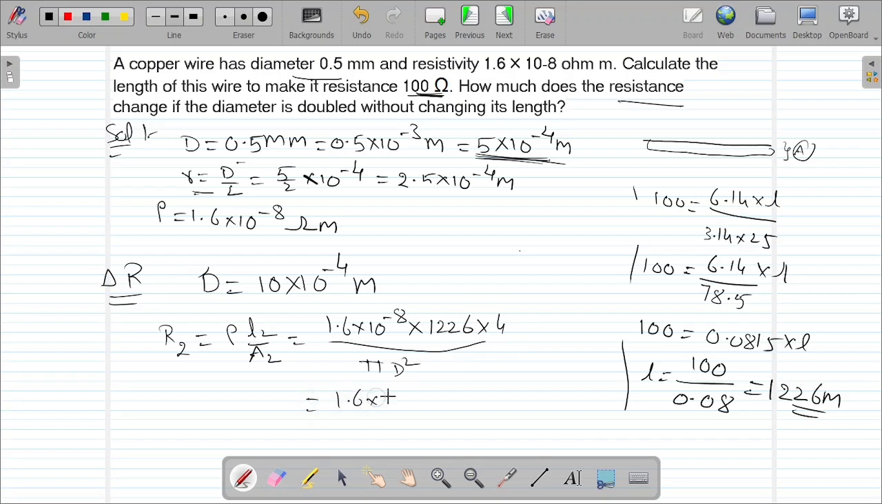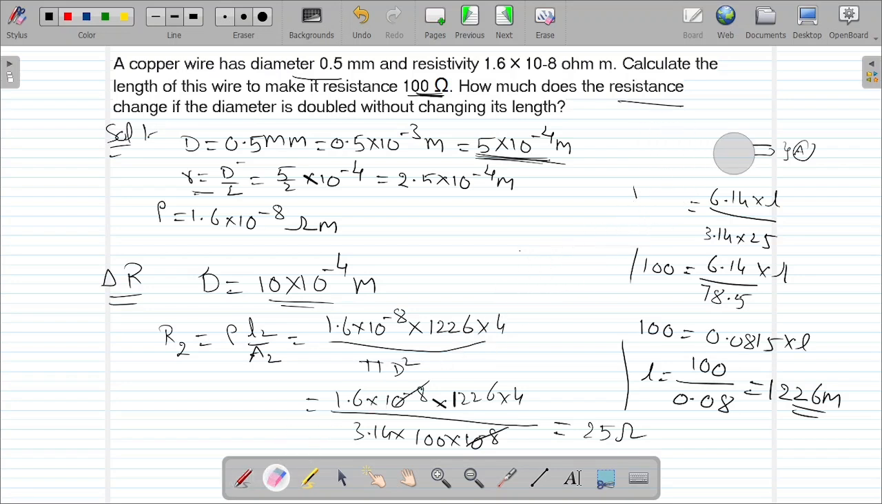So 1.6 into 10 power minus 8 into, if you multiply this, 1226 into 4 by 3.14 into D. D is how much? How much we got? 10 into 10 to the power minus 4. So it is 100 into 10 to the power of minus 8. 10 power minus 8, 10 power minus 8 gets cancelled. Simplify it. After simplifying, you will get approximately 25 ohms. Okay. How many times it decreases? 4 times.